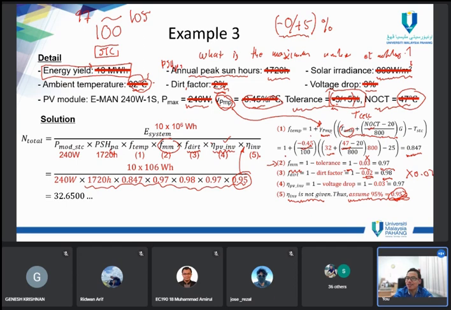What do we do next? As usual, we cannot leave because they're asking the question, what is the maximum number of modules? How much is the modules, in order to achieve this kind of criteria? Okay, here we have the decimals, so you cannot leave it in the decimal point. Of course, you have to proceed to the next step.